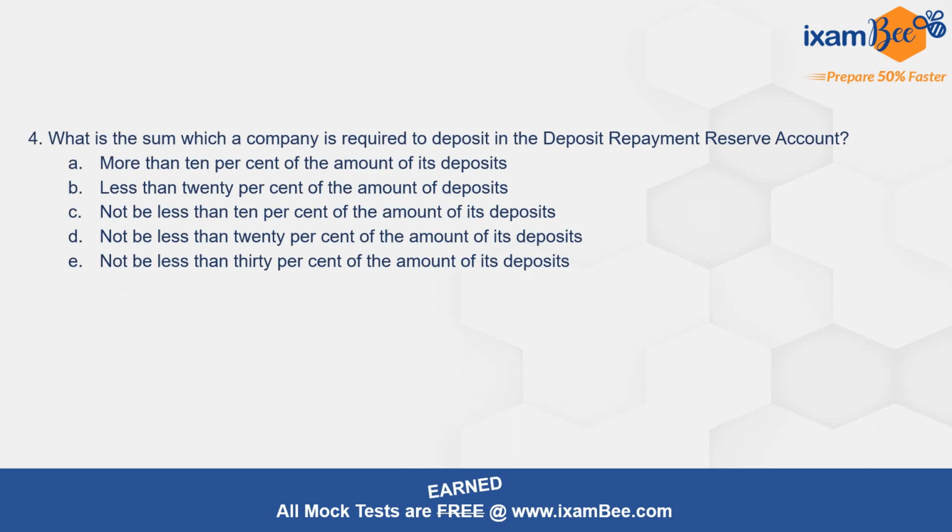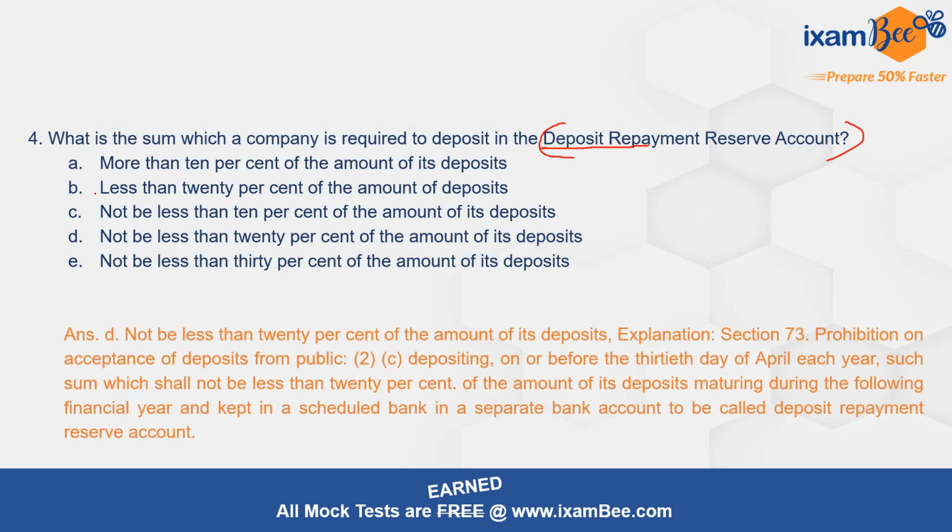Now our next question, that is question number 4, which is what is the sum which the company is required to deposit in the deposit repayment reserve account? अब ये जो deposit repayment reserve account company बनाएगी with respect to the repayment of deposits, there is a sum which has been specified under the Companies Act that the company is required to deposit in this particular account, and so you have to choose which is that amount which the company is required to deposit in the deposit repayment reserve account. And the correct option for this particular question is D, which is not be less than 20% of the amount of its deposit.